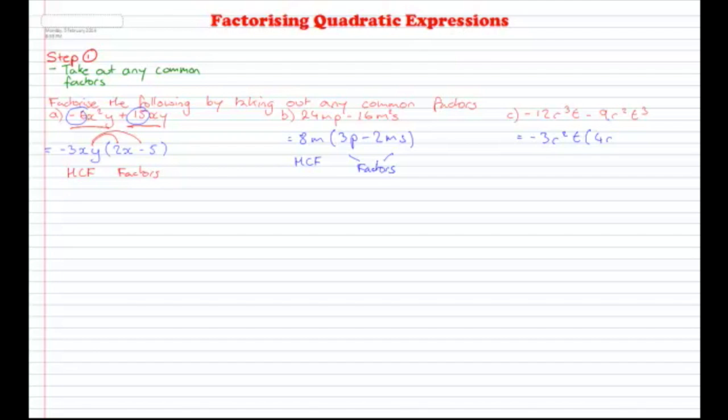Negative 3 times what will get you negative 9? Well, that's going to be positive 3. R squared times what will get you r squared? Well, that's just 1, so you leave it as it is. And t times what will get you t cubed? Well, that's t squared. And there we have it, we've taken out the common factor of negative 3r squared t, and we've got in the brackets 4r plus 3t squared. And that's fully factorized there.